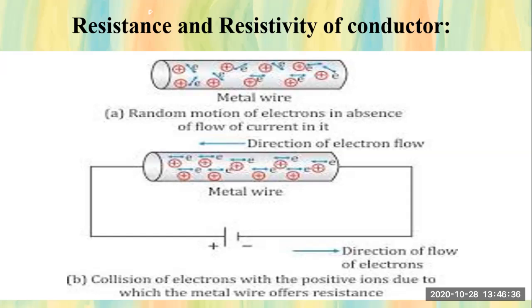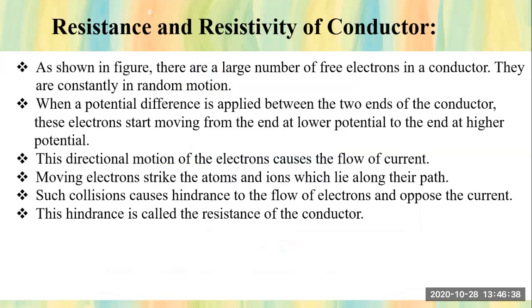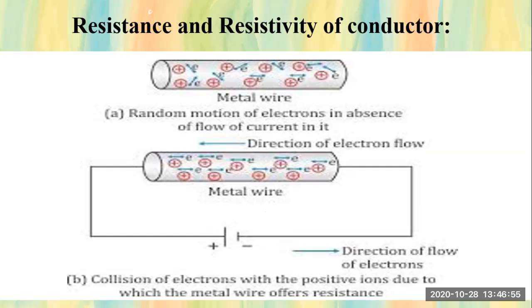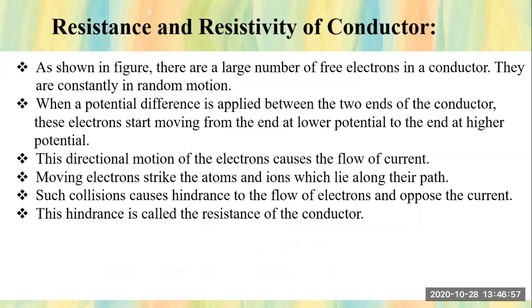As shown in the figure, there are a large number of free electrons in the conductor. They are constantly in random motion, right? We have seen this first figure now. So there are a large number of free electrons which are constantly in random motion when there is no connection of batteries, right? Now when I have connected the batteries, when potential difference is there, what is the scenario?